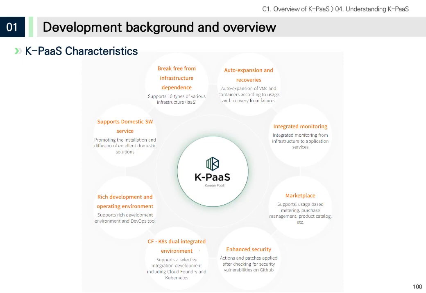Fifth, enhanced security. We check for security vulnerabilities, take action, and reflect them in GitHub. Sixth, marketplace. We support usage-based metering, purchasing management, product catalogs, and more. Seventh, integrated monitoring. Integrated monitoring from infrastructure to application services. Eighth, autoscale and failover. Automatically scale VMs and containers based on usage, and recover from failures.